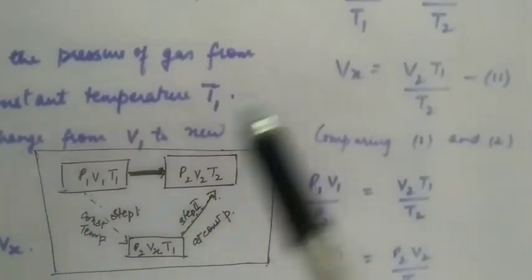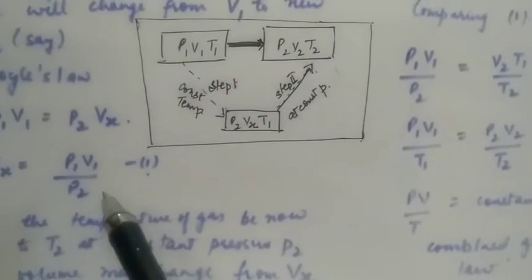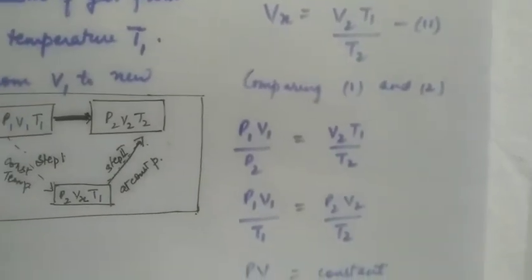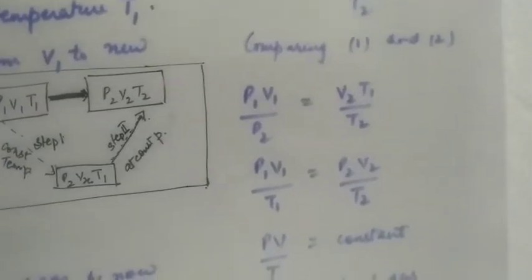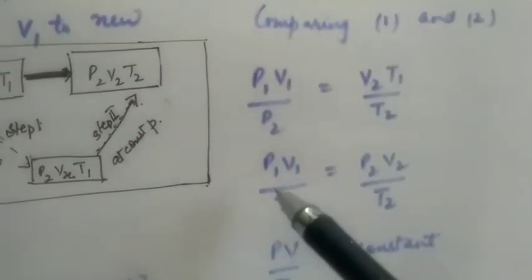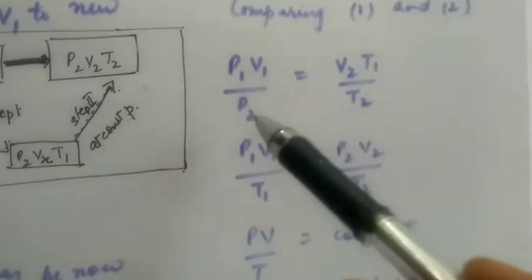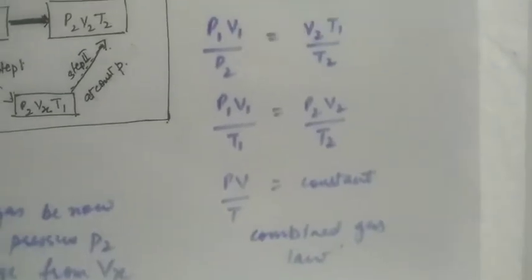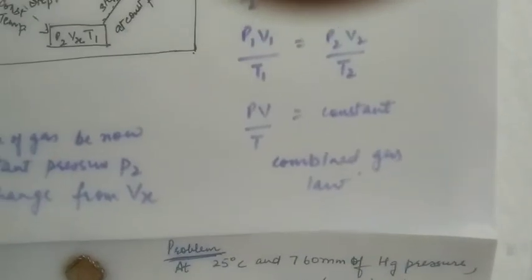Now in both equation 1 and 2, on the left hand side we have Vx. Left hand side is equal, so we can equate the right hand sides also. So we get P1 V1 upon P2 is equal to V2 T1 upon T2. Now taking T1 to this side, we get P1 V1 upon T1, and P2 to this side we get P2 V2 upon T2. So we arrive at the same equation, P1 V1 upon T1 is equal to P2 V2 upon T2, or PV upon T is constant, equal to R. So we arrive at the ideal gas equation.